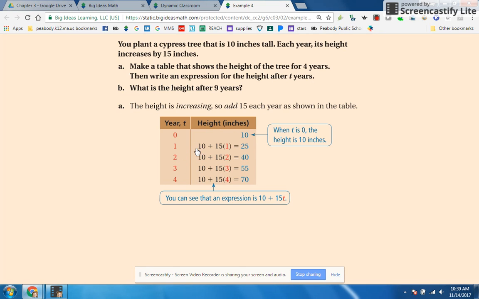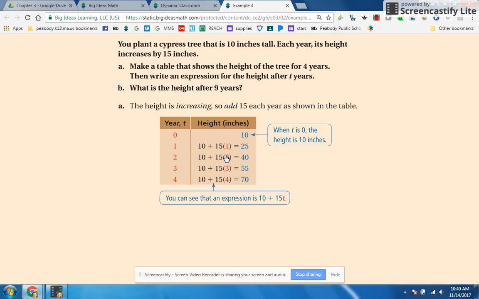Year 2, it's the 10 inches that you originally had, plus 15 inches a year times 2 years. So you do 2 years times 15 inches a year, which is 30, plus the 10 it originally was. That gives you 40. Year 3, 10 inches from when you first bought it. 3 years times 15 inches a year is 45, plus the original 10, so 55 inches. Year 4, the 10 inches from when you first bought it, plus 4 years times 15 inches a year, so that's 60 inches, plus the 10 when you bought it is 70.